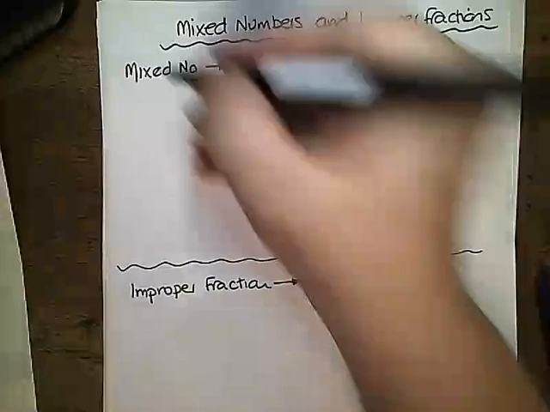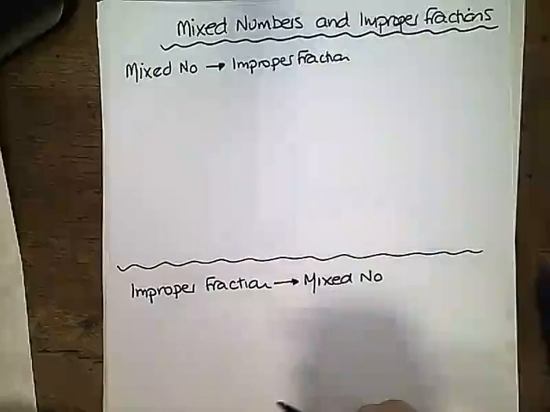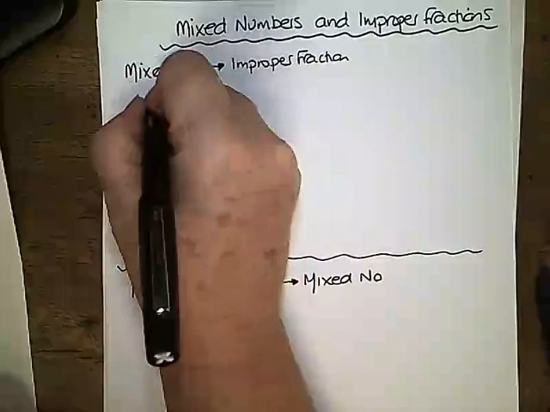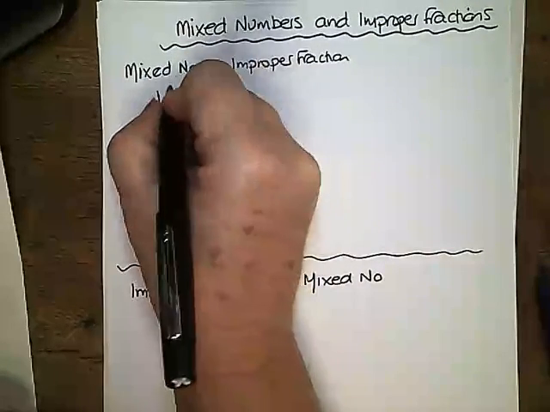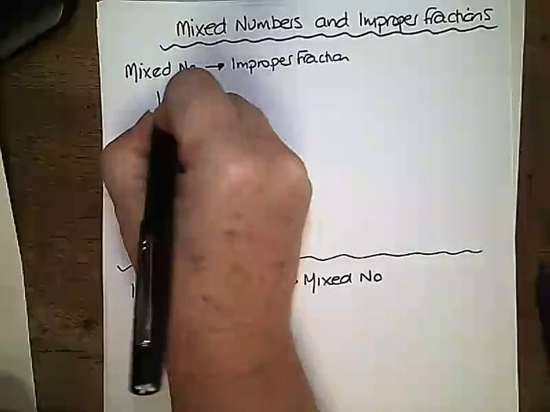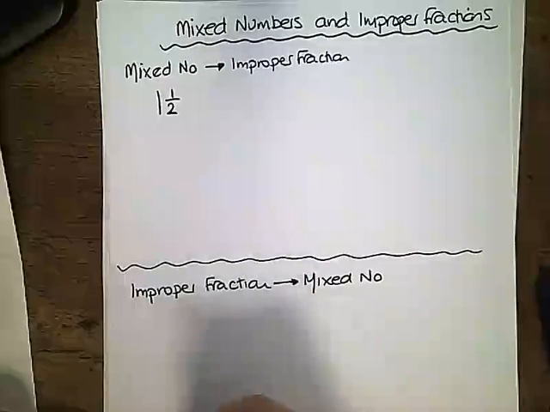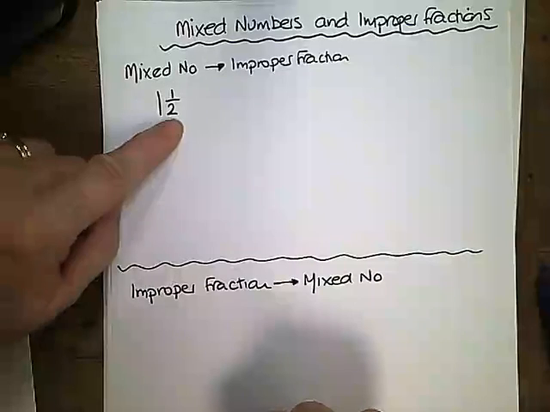back to mixed numbers. So first of all, a mixed number is a number that contains a whole number or an integer and a fraction. That's why it's a mixed number. It's got a whole number and a fraction.